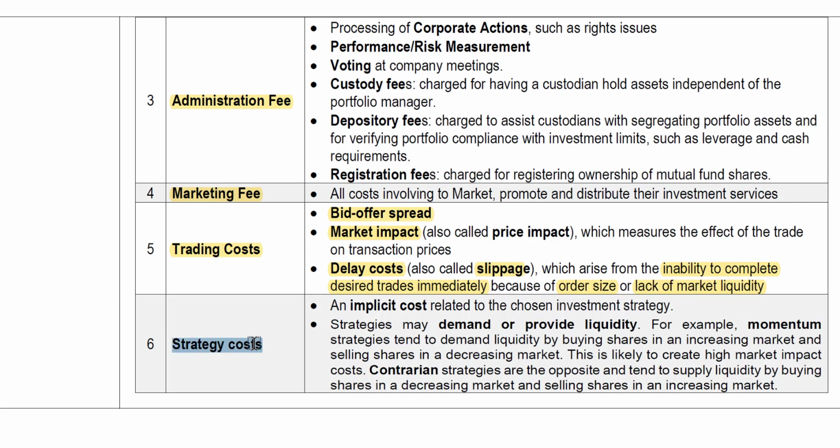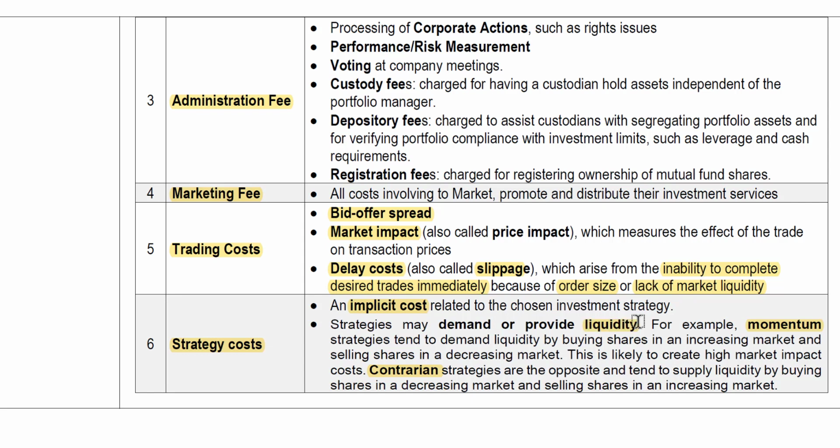Strategic cost, the last one. This is an implicit cost. Strategic cost is this. For example, like a momentum strategy, or the contrarian. The momentum and contrarian strategy is to catch up. Catching the winner is called momentum. The winner becomes a loser, the loser becomes a winner, is called contrarian. So that means you have to involve much more frequent rebalancing to catch up with either the loser or the winner. And these kinds of frequent transactions to rebalance demand a lot of good liquidity.